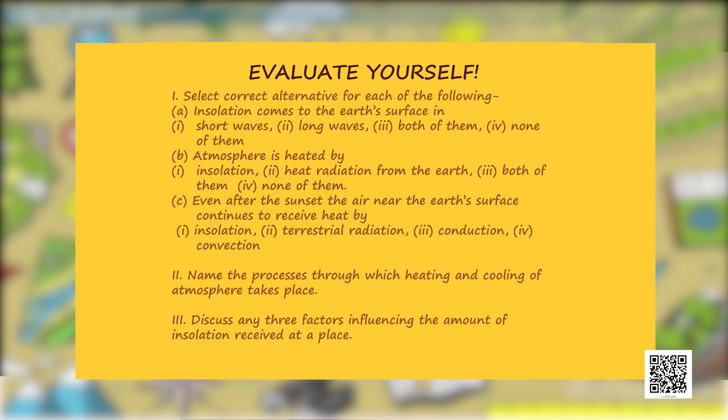Now, there are 3 markers. Name the processes through which heating and cooling of atmosphere takes place. And the last question: discuss any three factors influencing the amount of insolation received at a place.